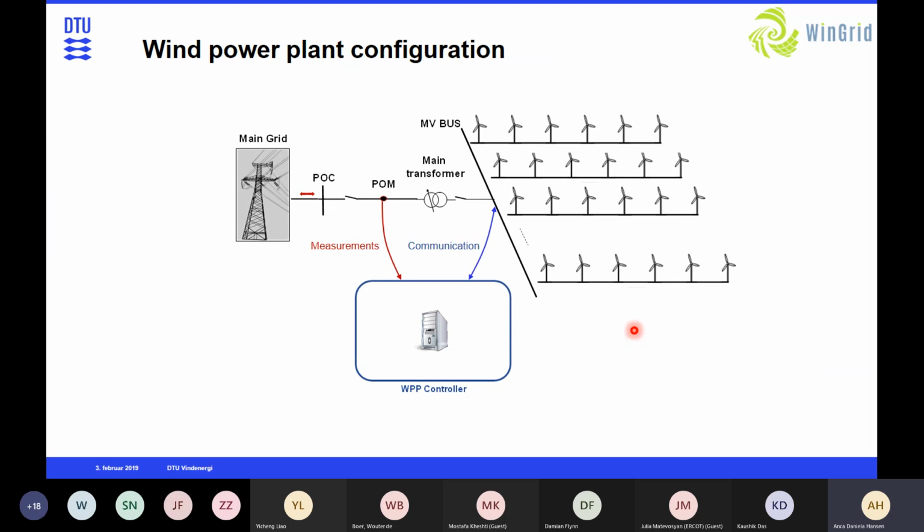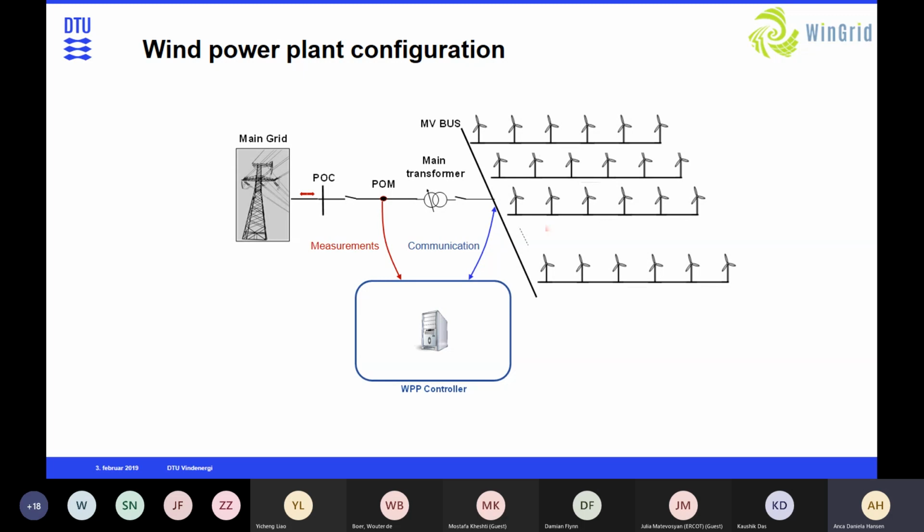Here is a typical wind power plant configuration. It consists of several wind turbines connected to the main grid at the point of common coupling through a transformer. We have a wind power plant controller, and we have communication and measurement devices for voltage, current, grid frequency and power at the point of common coupling.